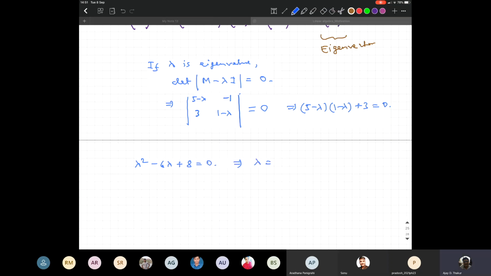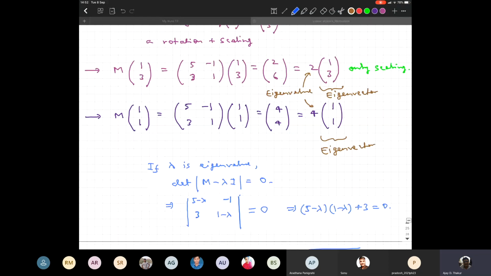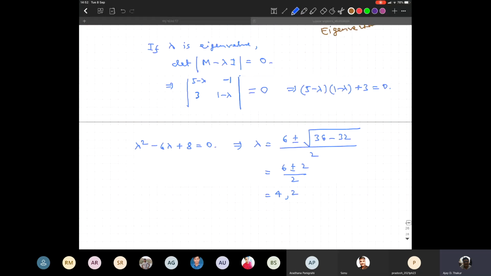It implies lambda is going to be minus b plus minus root under b squared, 36 minus 4ac, 32, by 2a. So this is like 6 plus minus 2 by 2. So 6 plus 2, 8 by 2 is 4. And the other one is 6 minus 2 is 4 by 2 is 2. So therefore we can see that we indeed had an eigenvalue 4 and an eigenvalue 2. So we have obtained the eigenvalues, right? These were the eigenvalues.